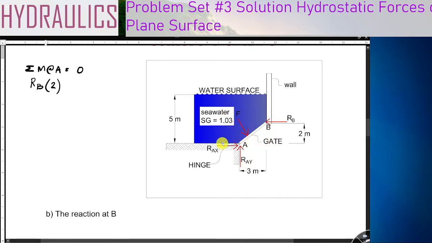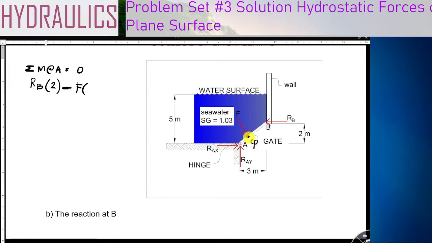So, clockwise and then counterclockwise. So one of them is negative. Minus F multiplied by... that's all. We're still missing one more variable. This F is located, of course, at the center of pressure, so CP.